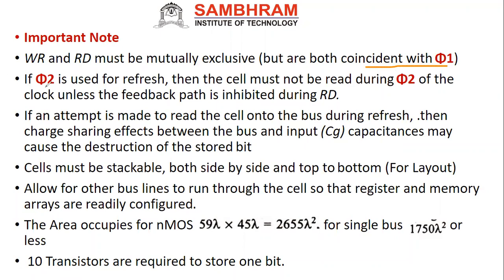Now, as you know, phi 2 is used for refreshment. Since phi 2 is used for refresh, the cell must not be read during phi 2. That is very, very important. During refresh, you should not read the data during phi 2. You should not read off the clock unless the feedback path is inhibited during RD. If you try to do that, for example phi 2 is also equal to 1, you are performing the refreshing.